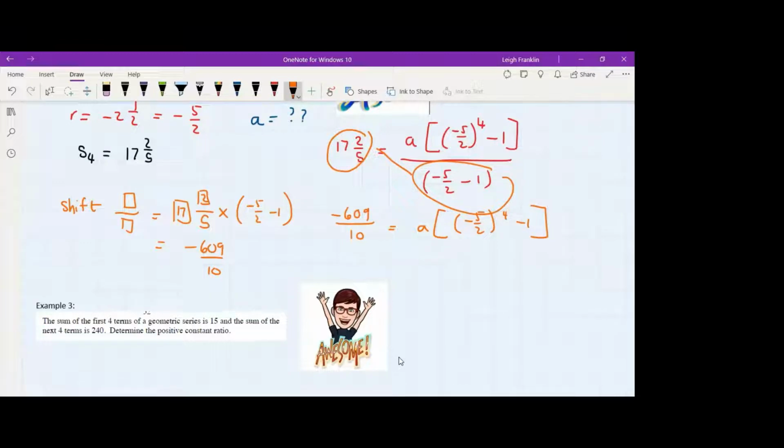So now you want to make A the subject of the formula. A is being multiplied by the square bracket, so we need to divide both sides by the square bracket. So when A is on its own, it's going to be minus 609 over 10 divided by my square bracket, like so. That gives me A on its own.